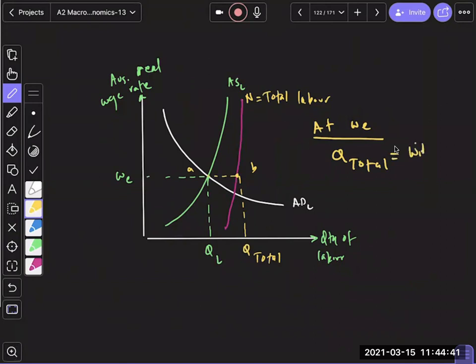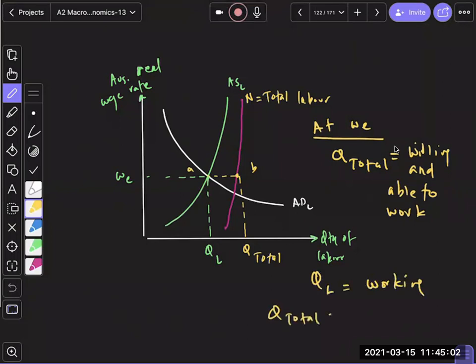willing and able to work, right? While QL are the people who are willing and able to work and are working, while Q total minus QL are people who are willing and able but unemployed. Okay, UE means unemployed.